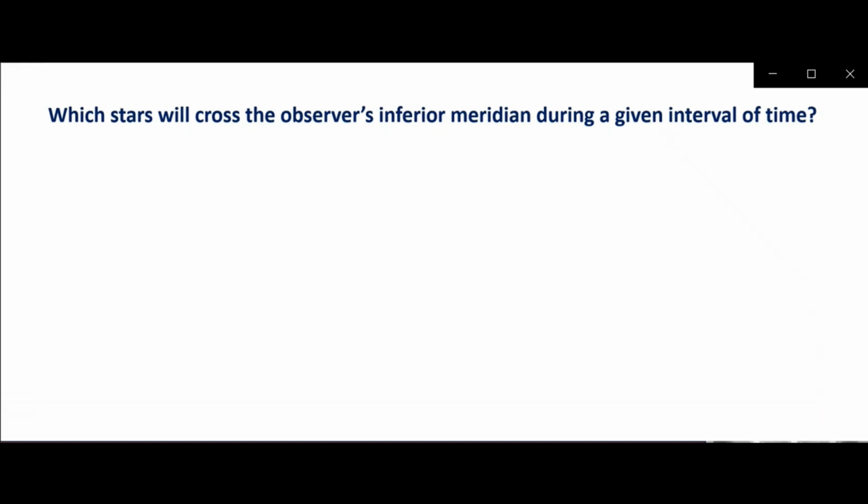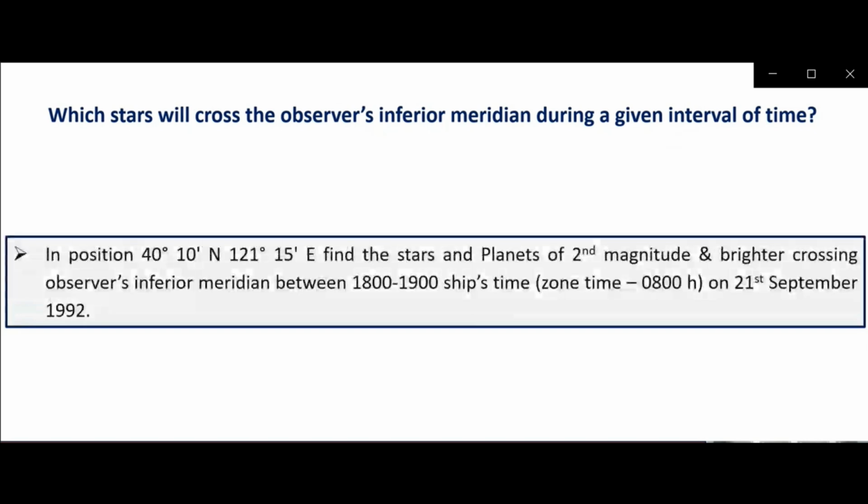Observer's inferior meridian is the meridian which is 180 degrees opposite to the observer's own meridian. Say, for example, this question: in position 40 degrees 10 minutes north, 121 degrees 15 minutes east, find the stars and planets of second magnitude and brighter crossing the observer's inferior meridian between 1800 hours to 1900 hours ship's time, zone time -8 hours, on 21st September 1992.